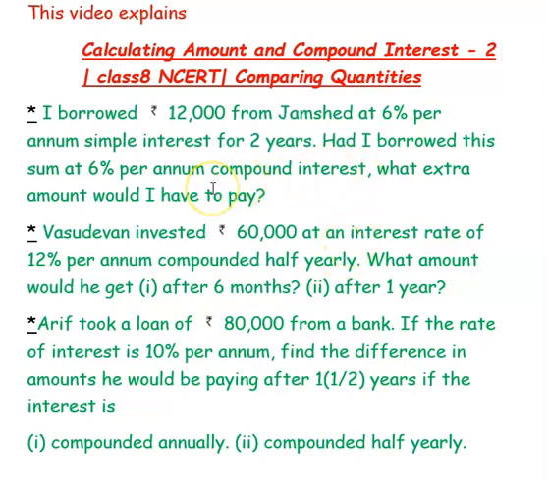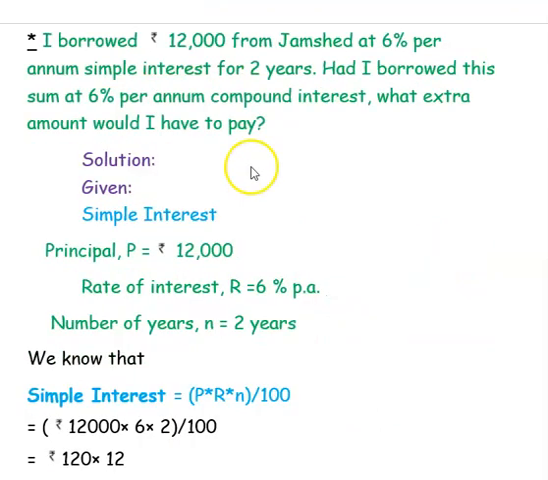In this video, we are going to see a few examples on how to calculate the amount and compound interest based on various criteria. Our first example is: I borrowed rupees 12,000 from Jamshed at 6% per annum simple interest for 2 years. Had I borrowed this sum at 6% per annum compound interest, what extra amount would I have to pay? Okay, solution.